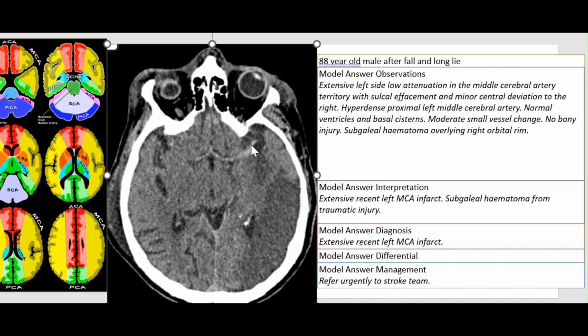Next sign, as you can see here, this is the bifurcation of the internal carotid artery into anterior cerebral artery and middle cerebral artery. Okay, the left middle cerebral artery is hyperdense here. This is called hyperdense vessel sign, which is a strong sign of cerebral infarct.